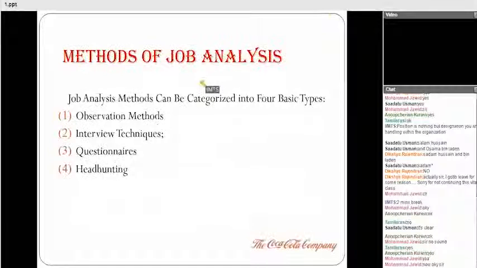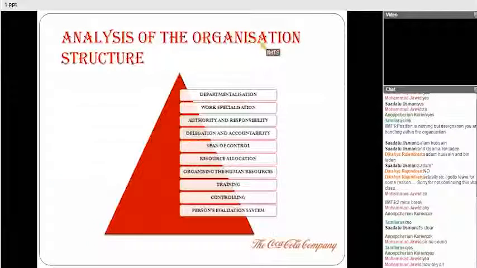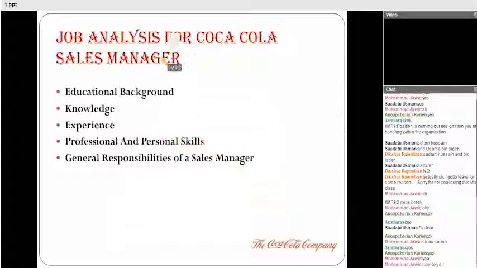What are the methods of job analysis? The job analysis methods can be categorized into four basic types: observation methods, interview techniques, questionnaires and headhunting. Then analysis of the job structure: personnel evaluation, controlling, training, organizing human resources, resource allocation, span of control, delegation and accountability, authority and responsibility, work specialization and department specialization. Job analysis for Coca-Cola sales manager: educational background, knowledge, experience, professional and personal skills and general responsibilities of a sales manager.